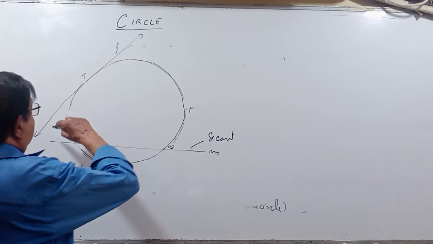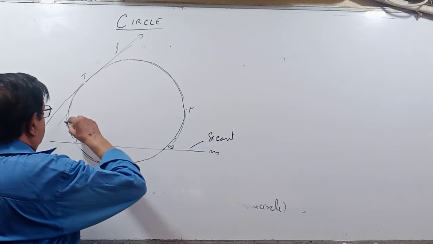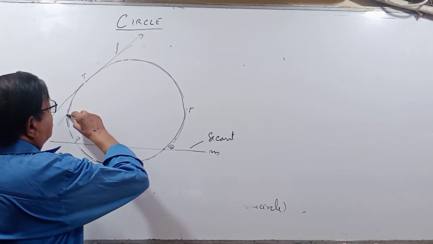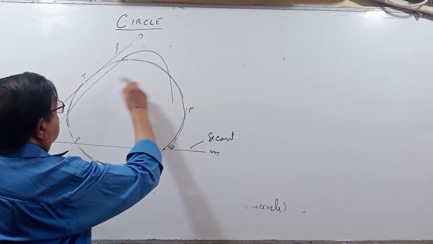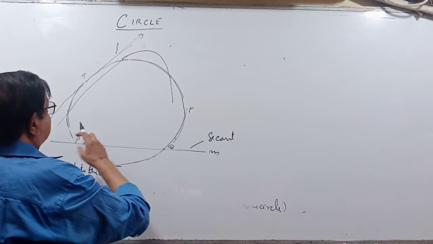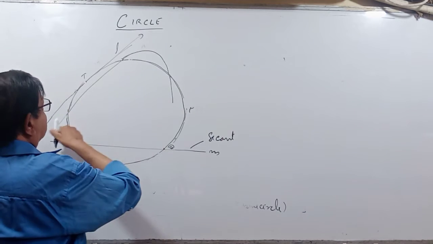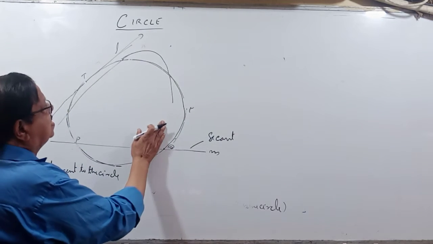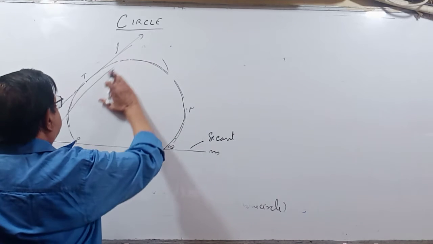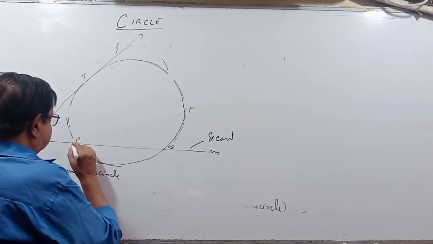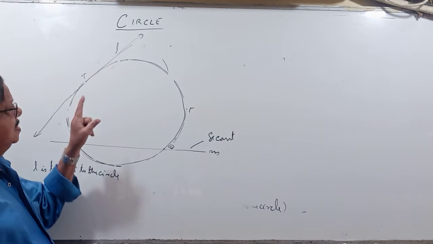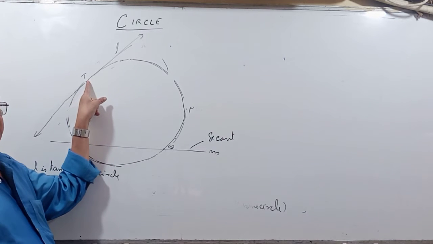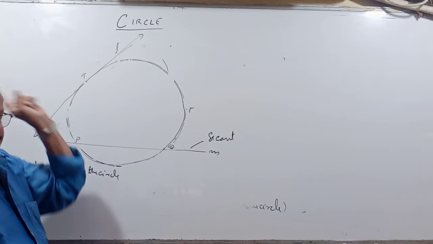How would 3 points be? One would touch here, then one would touch here, then one would touch here. That is not a line. If it touches at 3 points, it is not a line. So a line can touch at maximum 2 points. When it touches at 2 points, that line is called a secant. When it touches at only one point, it is called a tangent.